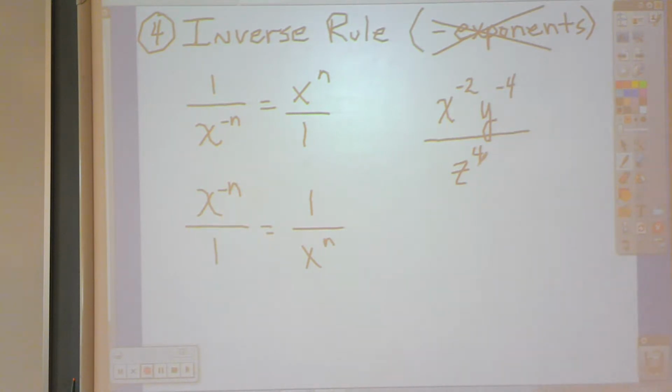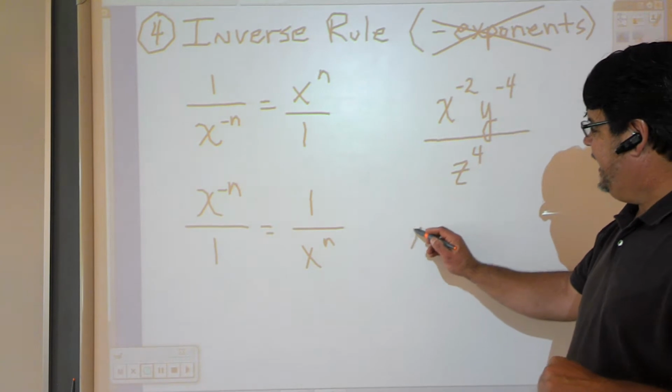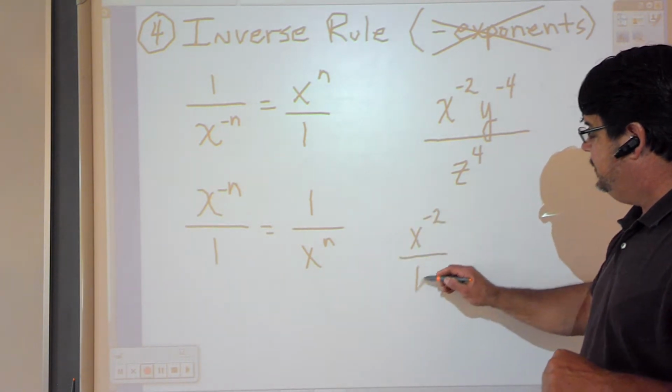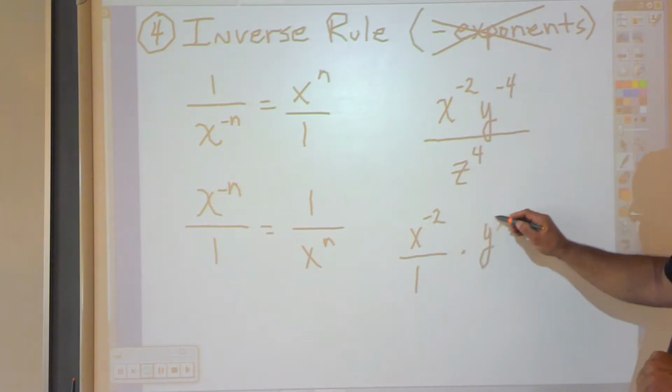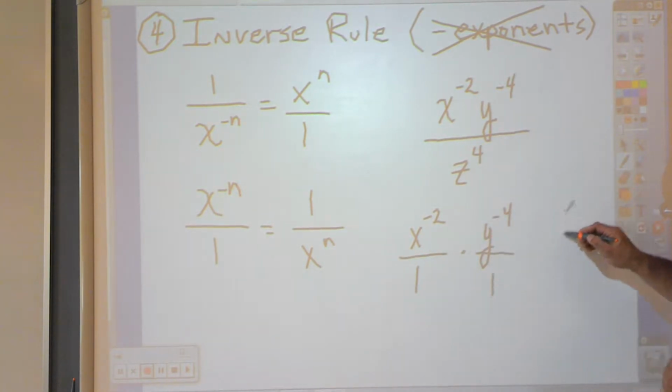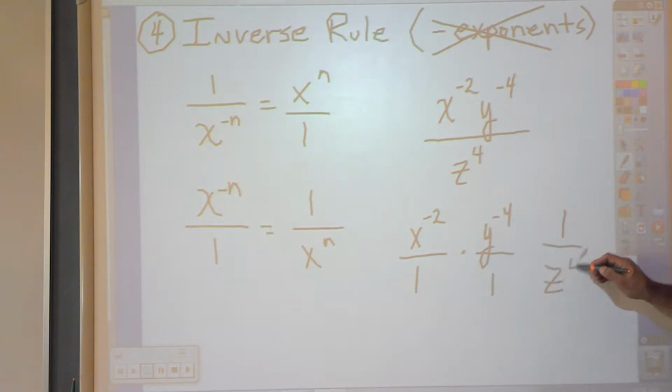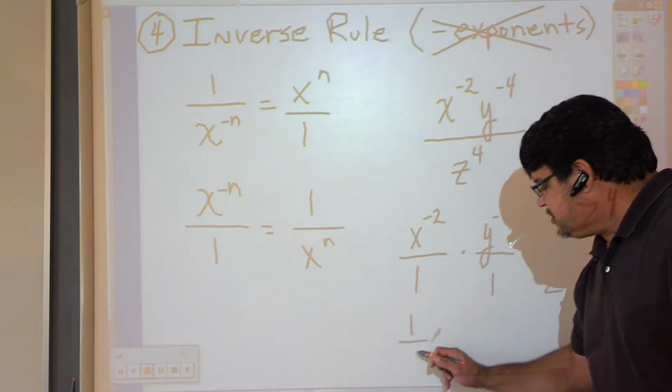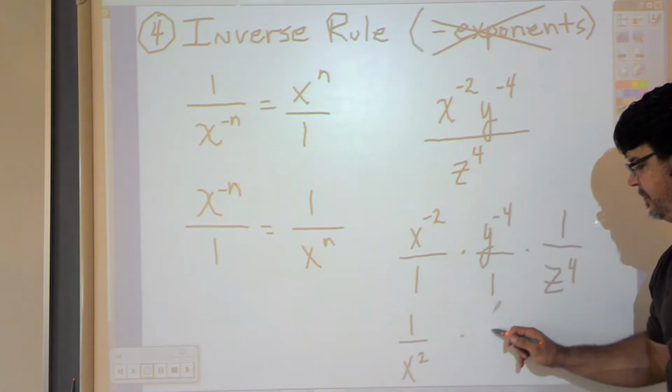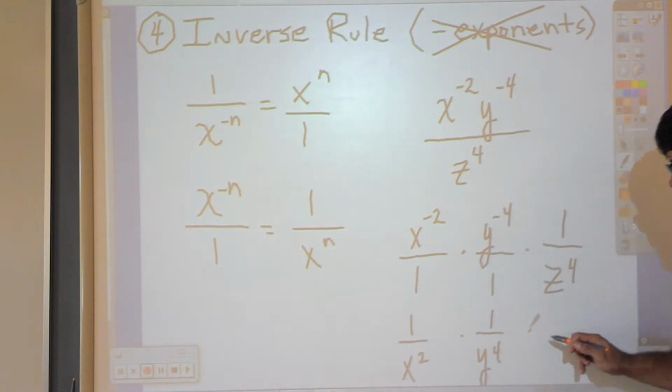Now, what I tell students to do, if this is your first time dealing with the inverse rule, break it up as x to the negative 2 over what? 1. y to the negative 4 over 1. And 1 over z to the 4th. And now what do you do to the ones that are broke? You fix them. So what do you do? 1 over x squared. Yep, good. 1 over x squared times 1 over y to the 4th times 1 over z to the 4th.